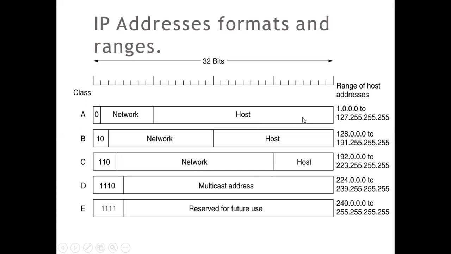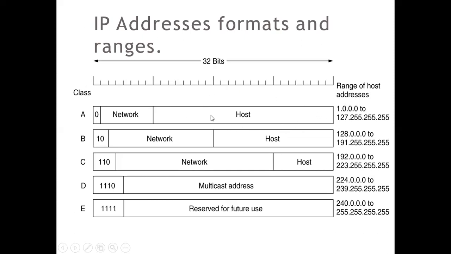How many hosts can be accommodated in class A? Simple. There is 24-bit space for the host, so 2 raised to 24. That many hosts we can accommodate in one network of class A. How many networks can we create for class A? That is 2 raised to 7 networks. And each network can have 2 raised to 24 host machines allocated.